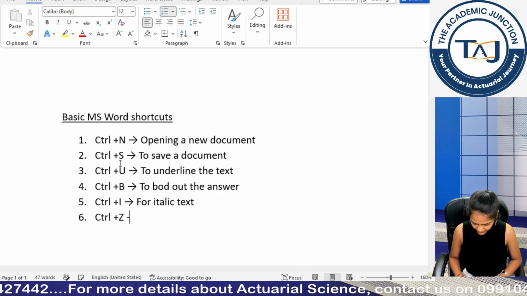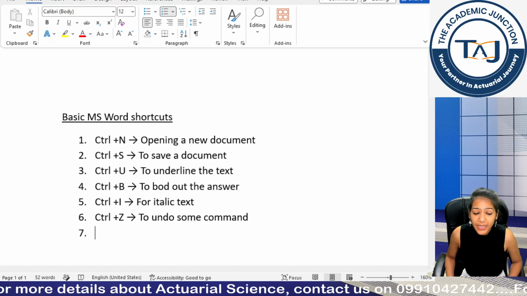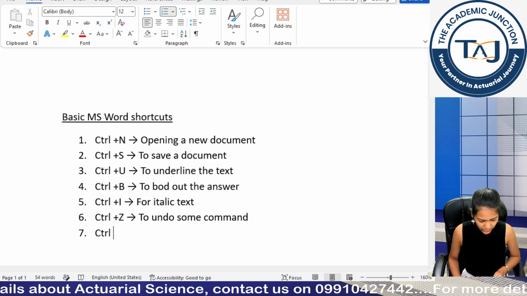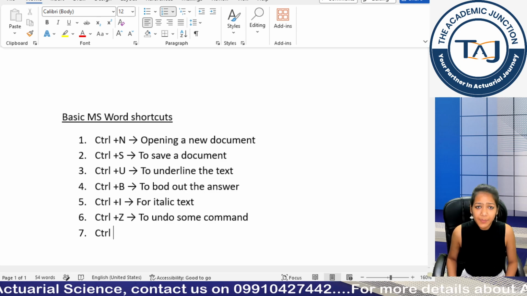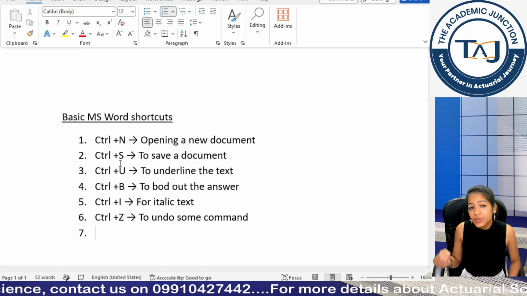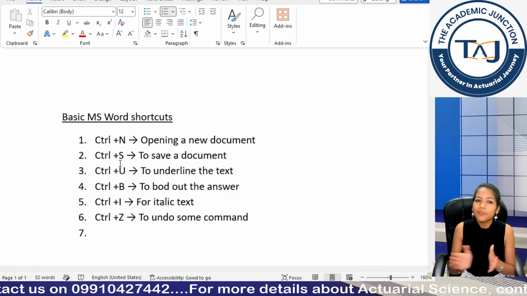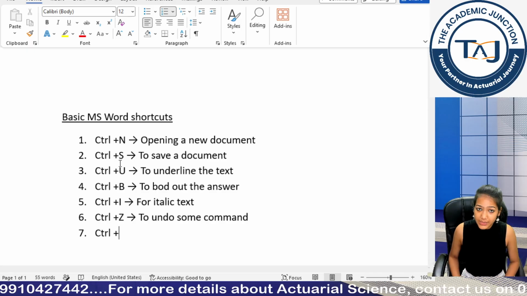Then we have Control plus Z to undo some command. Now for example, we have got some mistake. For example, let me do this. I do not want to write Control, I wanted to write something. So either I can use backspace or I can use Control Z. While using backspace, I would be hitting it 4 times, but while using Control plus Z, it would go in one single command. So it's usually for mistakes.